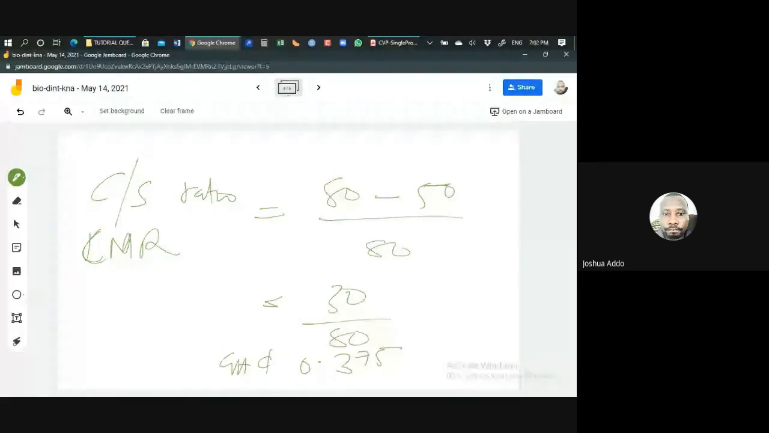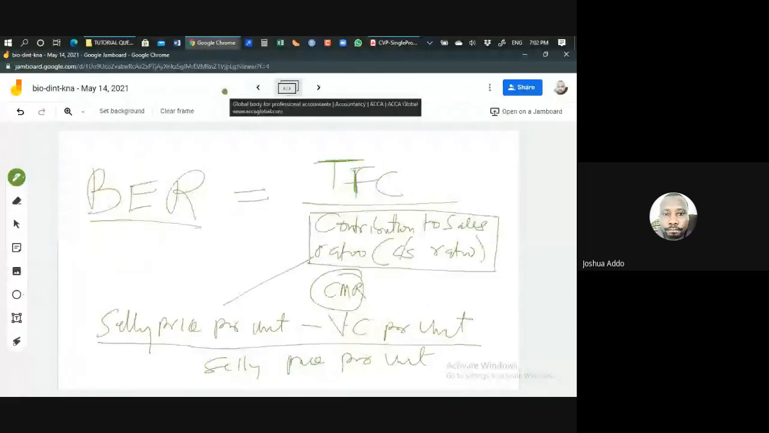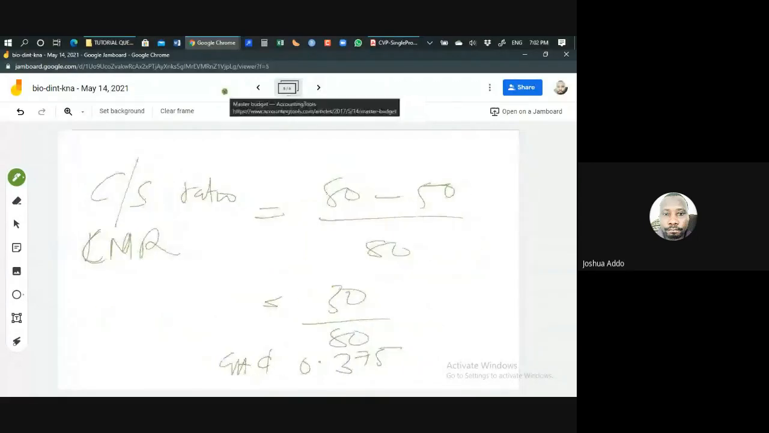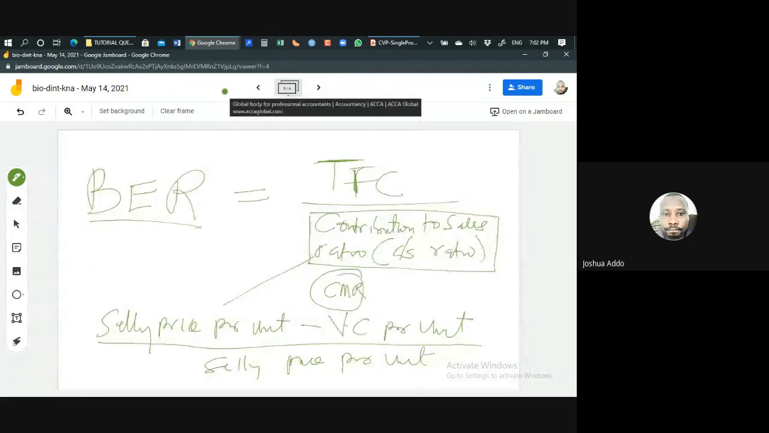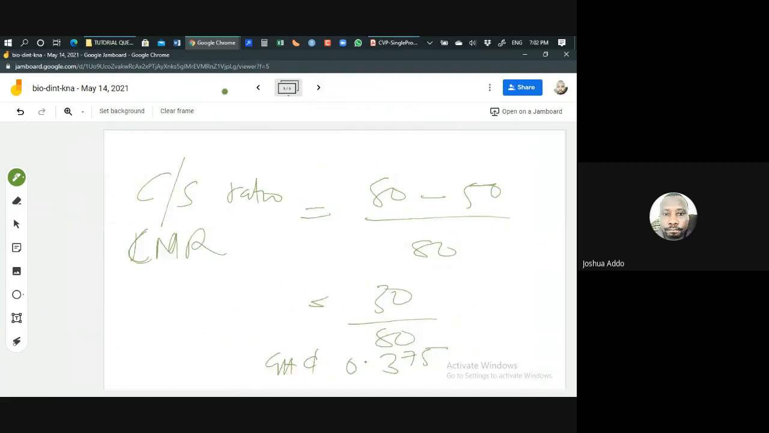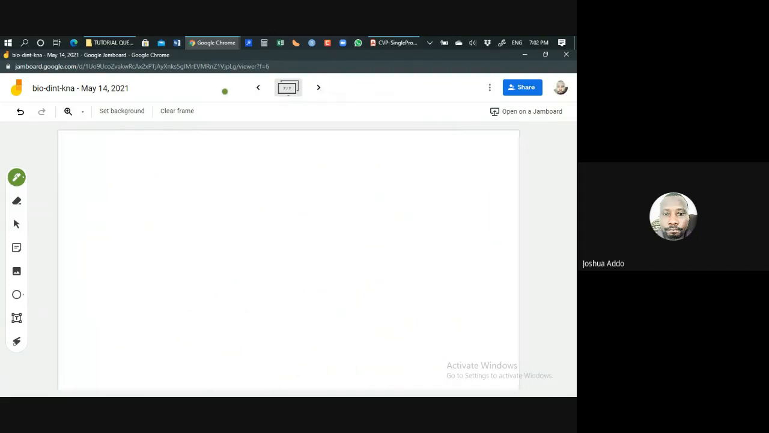When we divide, let's go back. We said the formula is total fixed cost divided by the contribution to sales ratio, or contribution margin ratio. What we have calculated, 0.375, is the contribution to sales ratio. So when we bring the fixed cost on top and divide it by 0.375, we get our break-even revenue. Break-even revenue is equal to 600,000 divided by 0.375.